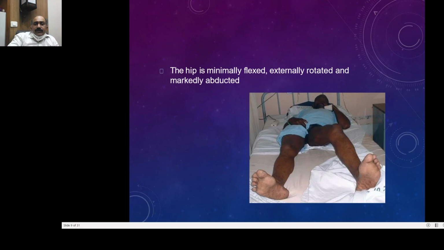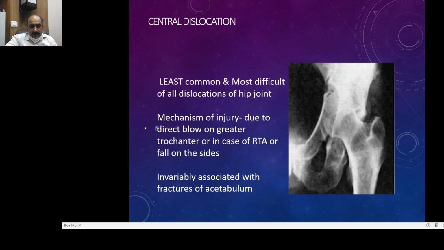Central dislocation is the least common of all dislocations. Mechanism of injury is either a direct blow on the greater trochanter, or in case of road traffic accident, or when the patient falls on his side. It is invariably associated with fractures of the acetabulum.